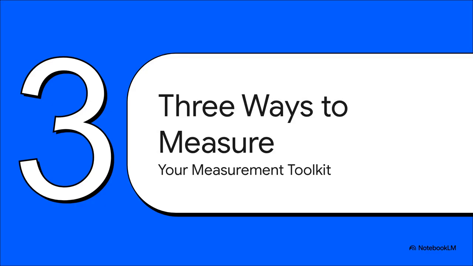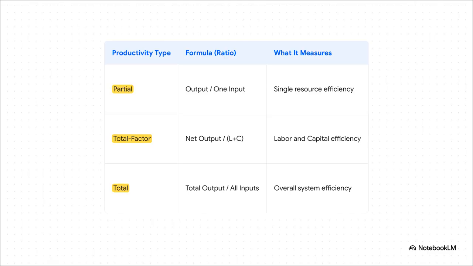Okay, section 3, 3 ways to measure. We've got the concepts down, so now it's time to get into the actual calculations. Think of this as your measurement toolkit. This table is going to be your best friend. There are basically 3 ways to slice this. First, you've got partial productivity. It's the simplest. It just looks at one single input, like output per worker. Super useful, but it definitely doesn't tell the whole story.